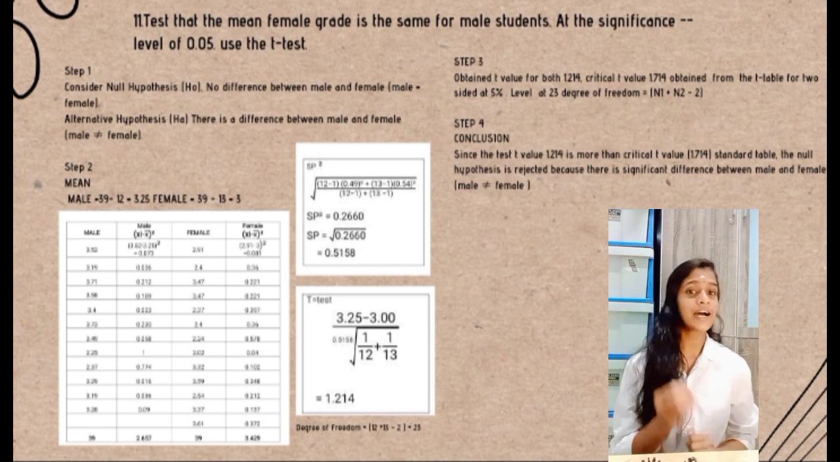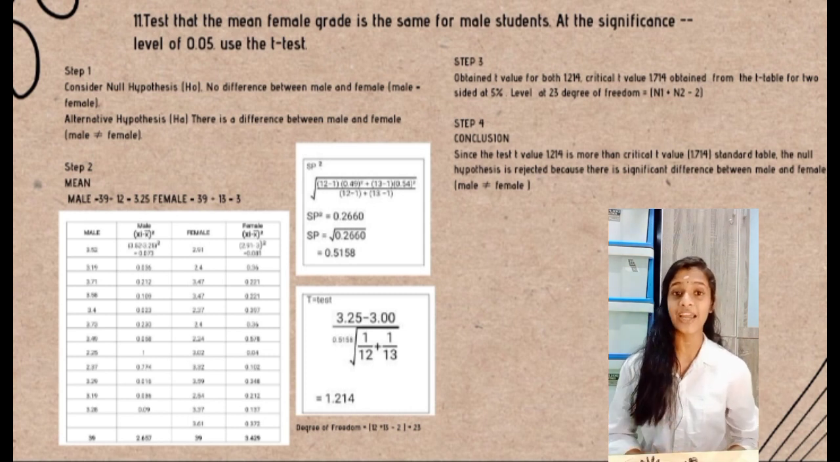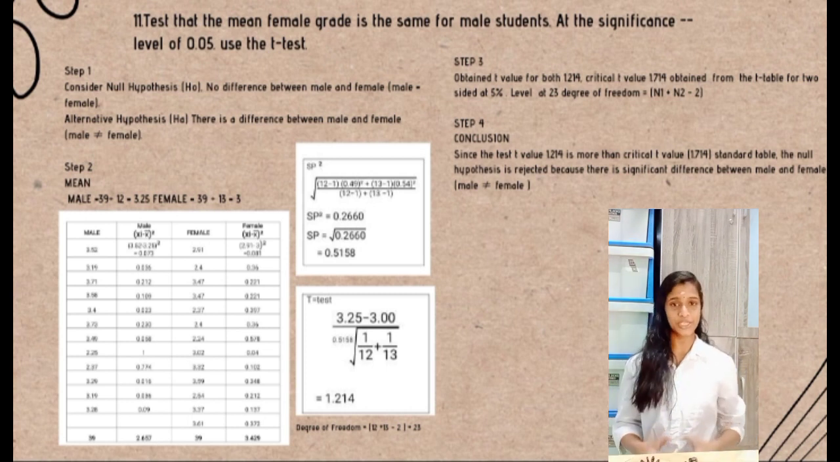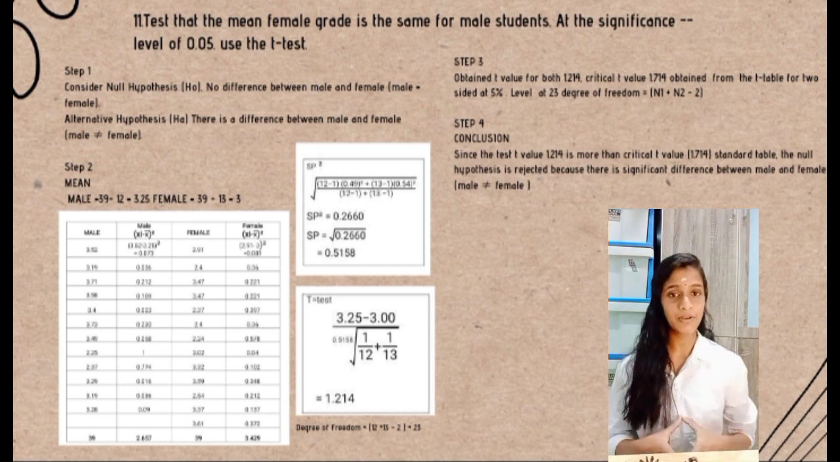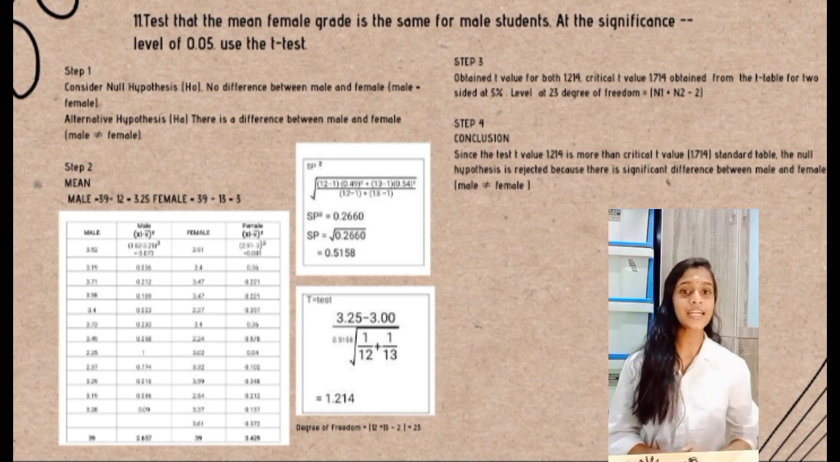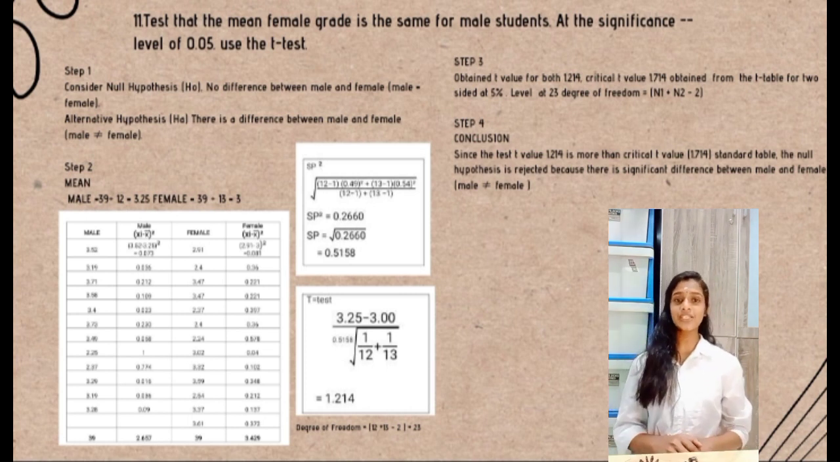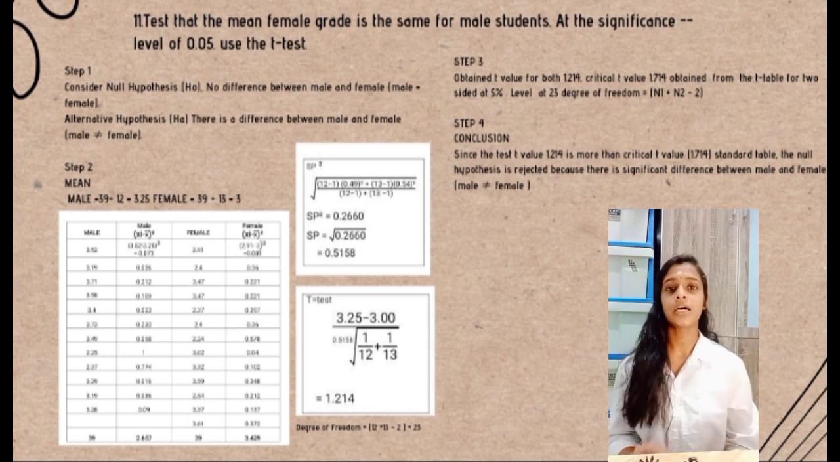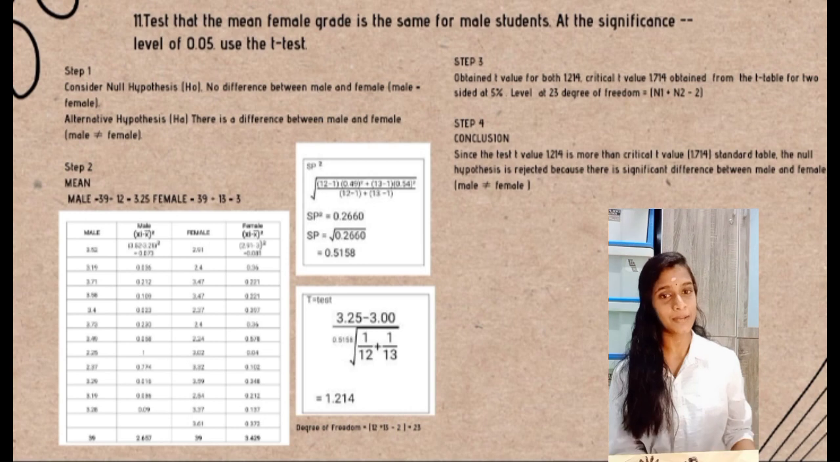The final answer. For step 3, we have to find the critical value. That is, we have to compare the table value and the calculated value. After we get the table value and calculated value, using the significance level 0.05, we can do step 4, which is the conclusion. For the conclusion, if the calculated value is higher than the table value, we have to reject the null hypothesis.